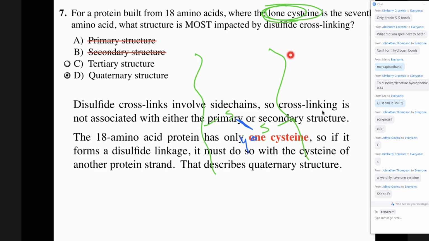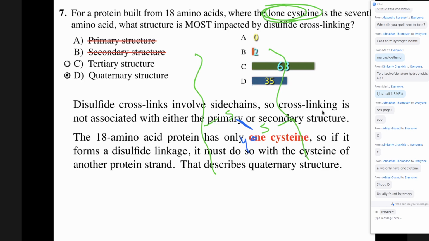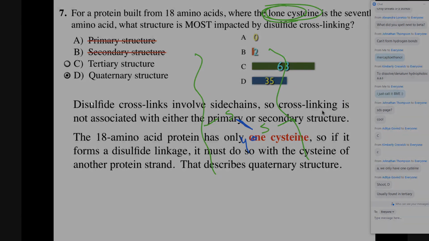So again, why did so many people pick tertiary? It's almost always found, usually found in tertiary. Perfect. Leading to, so I'm about to click and it'll go to the next slide.